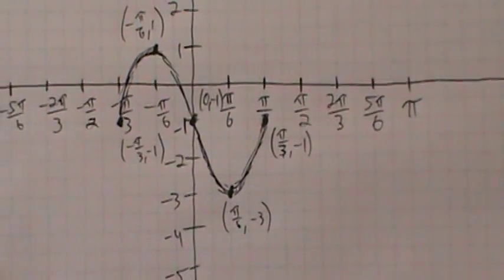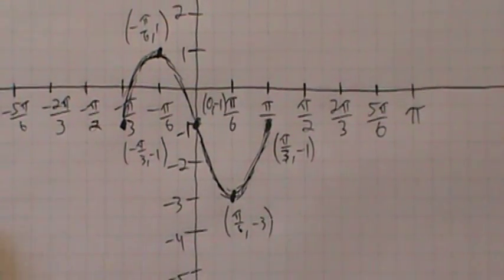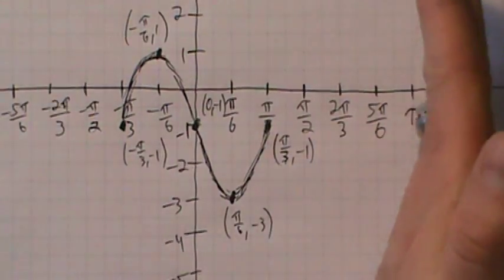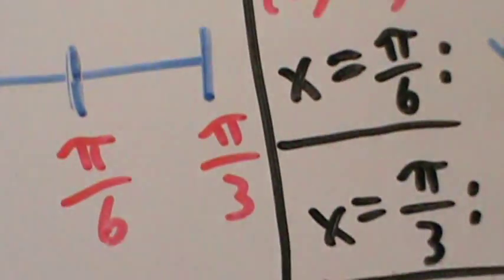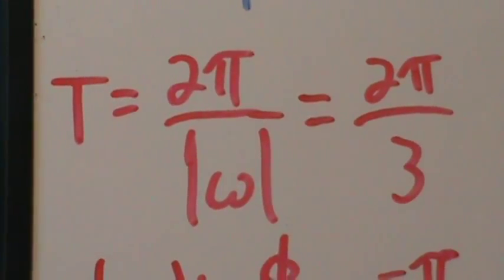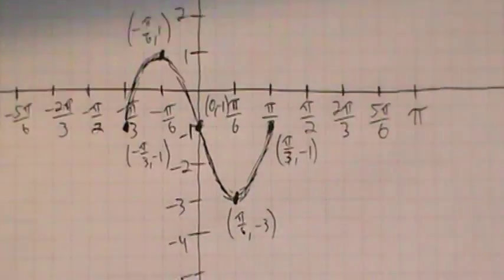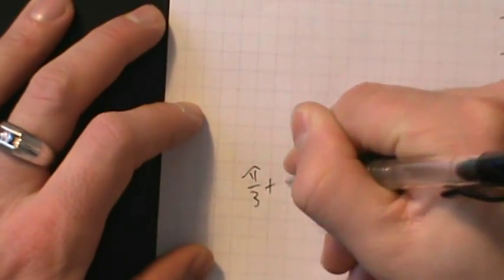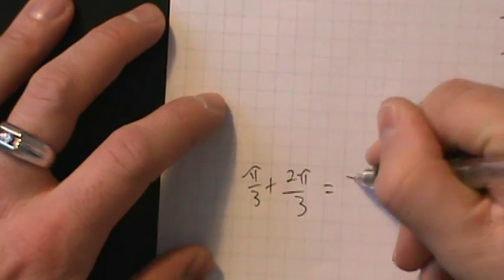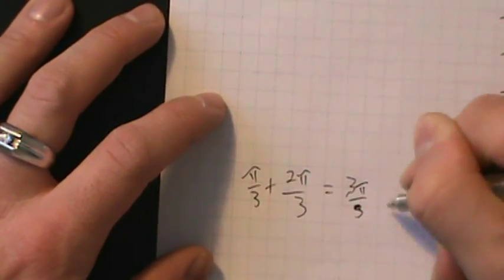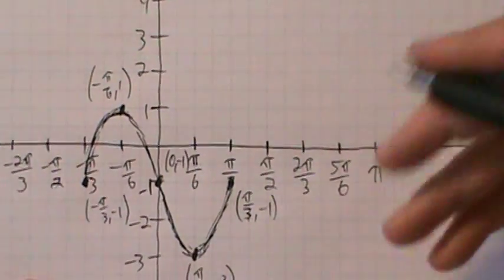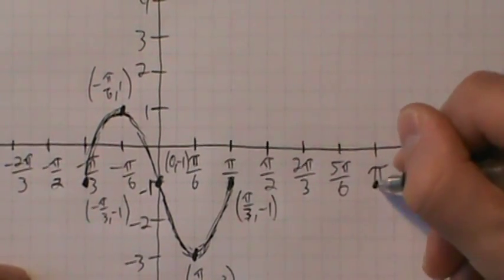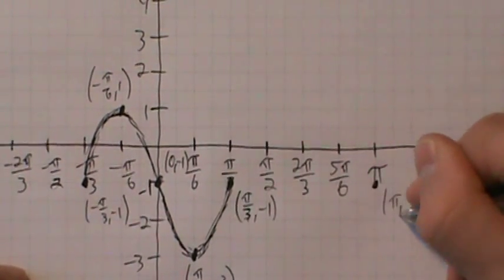Okay, so let's go ahead and do that. Let's extend to the right. If we start at pi over 3 and go 2 pi over 3 units to the right, why is that? Because the period is 2 pi over 3. If we go to the right by the length of one period, 2 pi over 3, where are we going to be? Well, pi over 3 plus 2 pi over 3 is 3 pi over 3, which simplifies to just pi. So we're going to be at pi comma negative 1. Okay, pi comma negative 1, that's good.